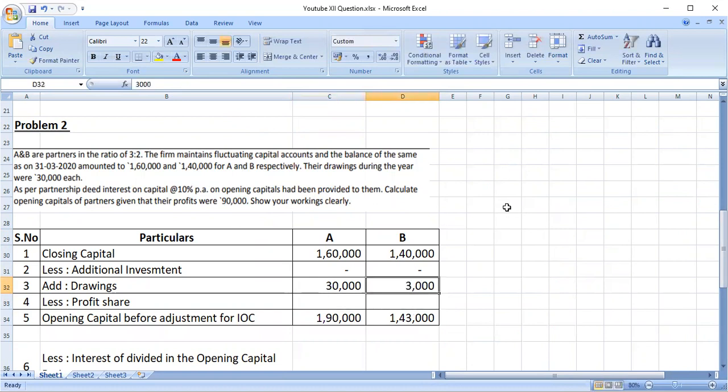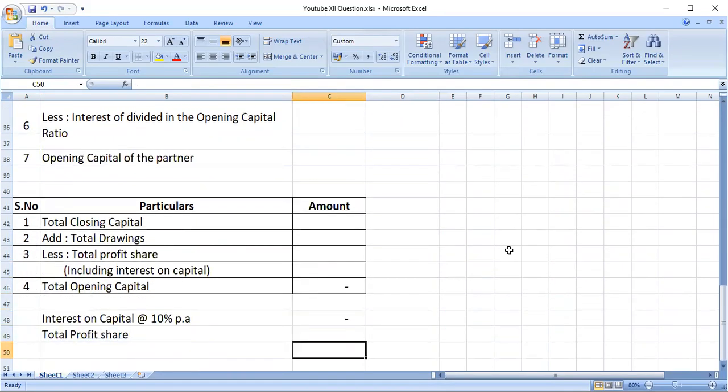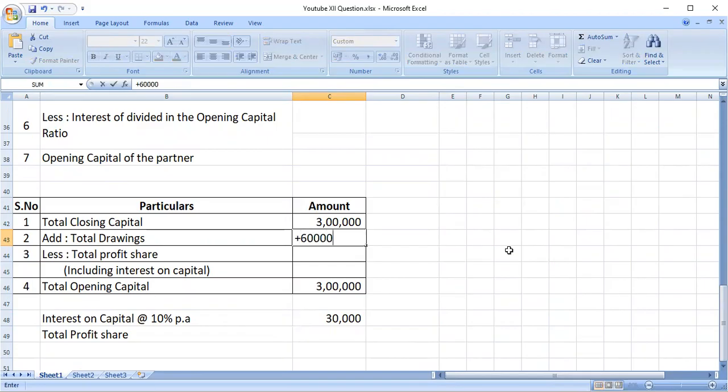And in order to find out the profit share of the partners, we'll have to work out a little bit. In order to do that, I've taken the total capital of the partners together and I'm adding it up. So that would be 3 lakhs. And to that, I'm adding the total drawings, which is 60,000, 30,000 for A and 30,000 for B. And I'm reducing the total profit share, including the interest on capital, which is 90,000. That gives us the total opening capital of both the partners.